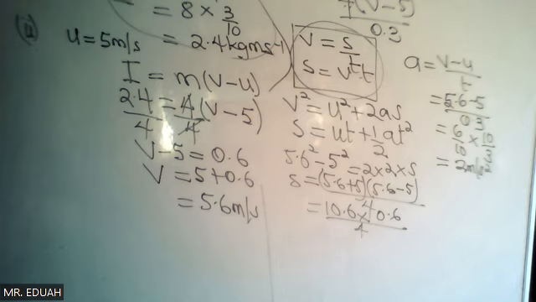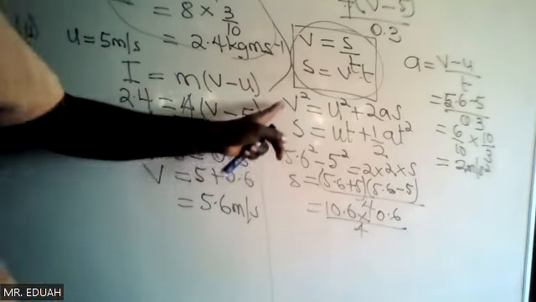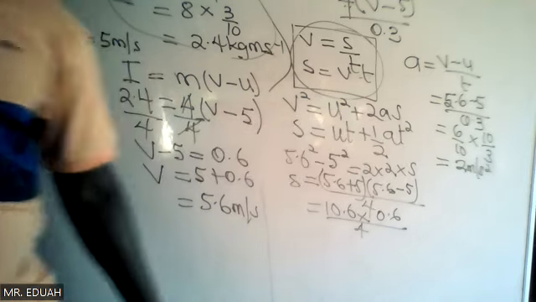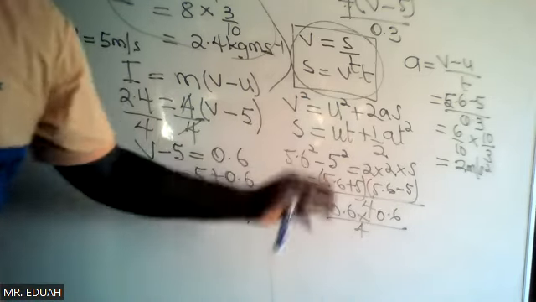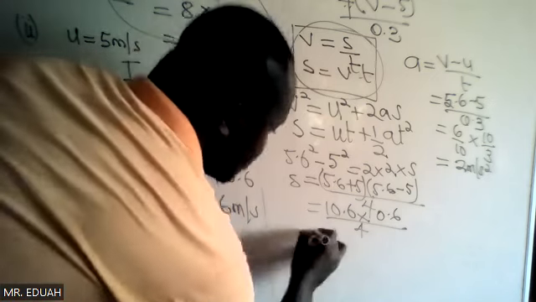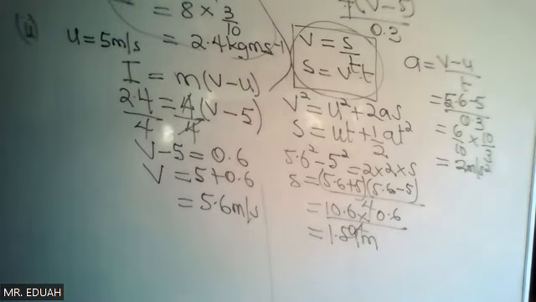Miss Asia, 1.59. Hello. Please, which formula are you using? I just use the third equation of motion: V squared is equal to U squared plus 2AS. Okay, but I'm just using difference of two squares, and the answer is what? 1.59, isn't it? Yes, please. So this is 1.59 meters.